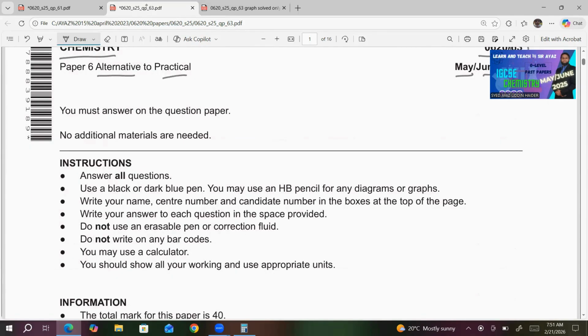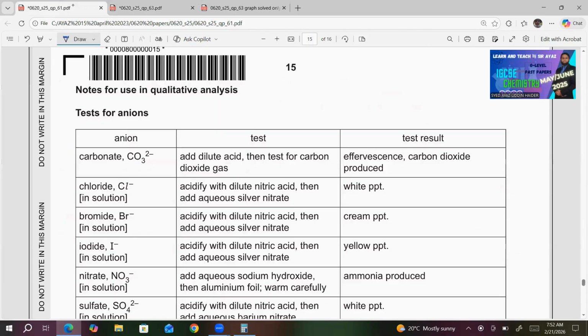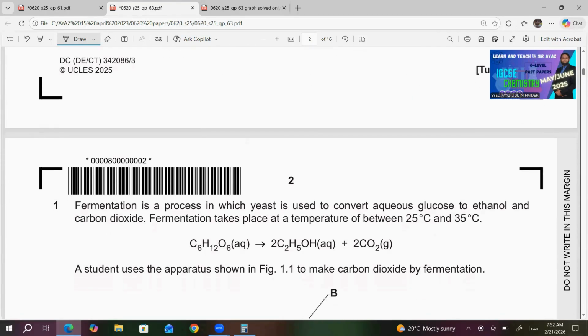You know that you can use a calculator, and the total mark is 40. Notes for using qualitative analysis will be provided like this. It contains tests for anions, cations, tests for gases as well as flame tests. So let's start the paper. So here's question number 1.